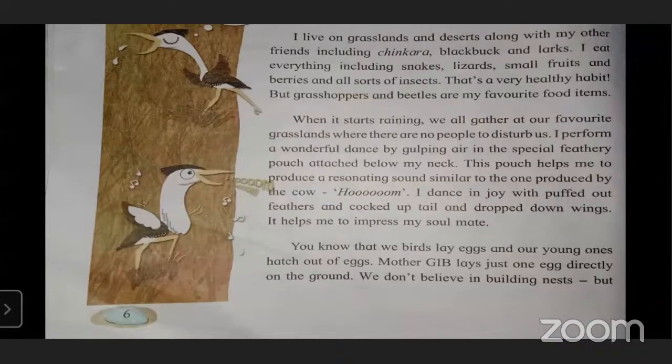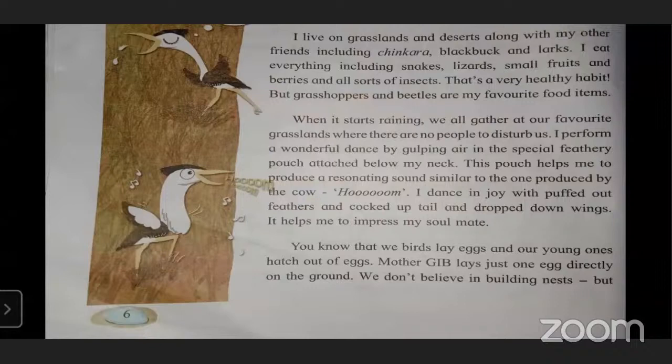I eat everything. What does the bustard eat? The bustard eats everything, including snakes, lizards, small fruits and berries, and all sorts of insects. So what they eat? They eat snakes, lizards, small fruits and berries, and all sorts of insects. That is a very healthy habit. But grasshoppers and beetles are my favorite food items. So what are the favorite food items of the Bustard? Grasshoppers and beetles are his favorite food items.